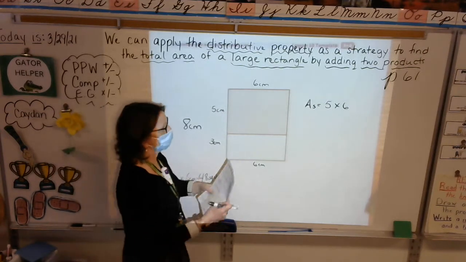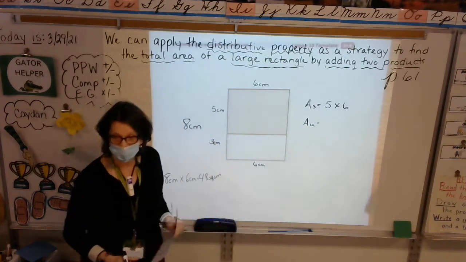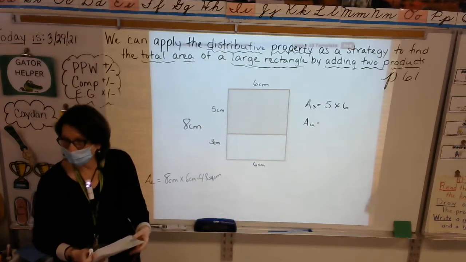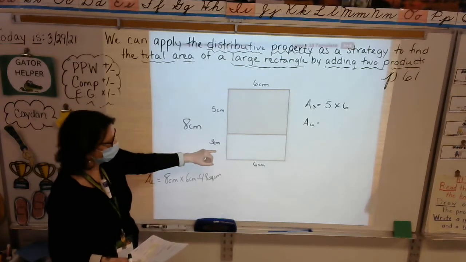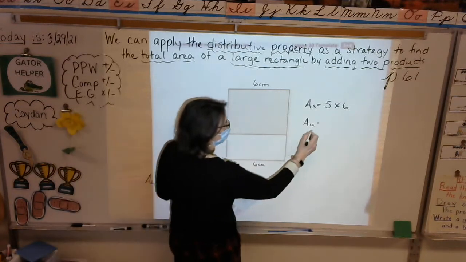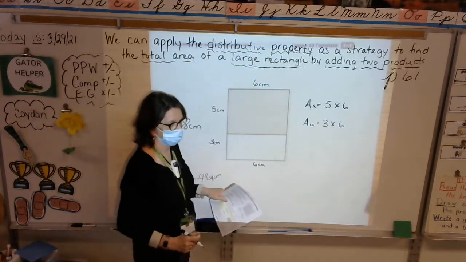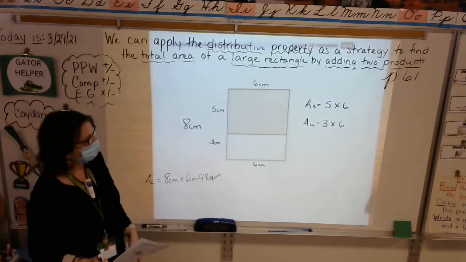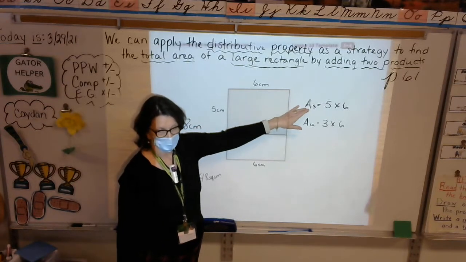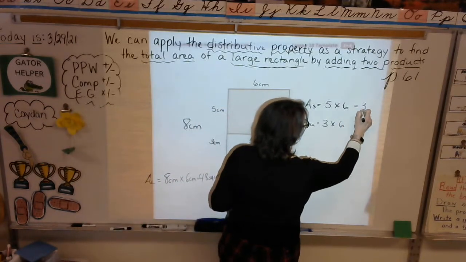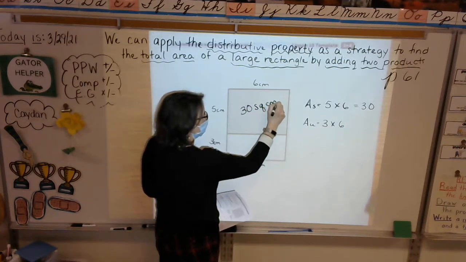Okay, what if we wanted to find the area of the, I'm going to call it U. U will stand for unshaded. What side lengths would we multiply to get the area of the unshaded? Well, it looks like this side is 3. And the other side is 6. All right, now think about it, boys and girls. 5 times 6 equals what? Equals 30. That represents this top part. So I'm going to put 30 square centimeters right in that top part.